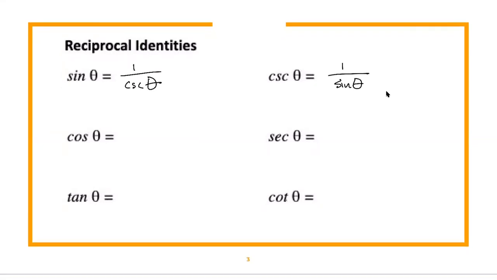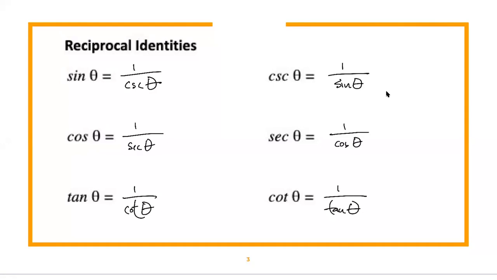Now, similarly, cosine and its reciprocal function secant, we can write cosine as 1 over secant theta, and we can write secant as 1 over cosine theta, right? And for our last pair, we have tangent. We can write that as 1 over cotangent, because tangent and cotangent are reciprocal identities. And then we can write cotangent as 1 over tangent theta, okay?